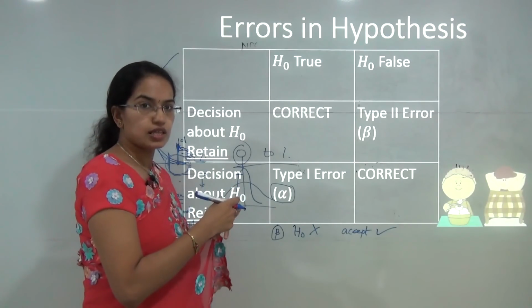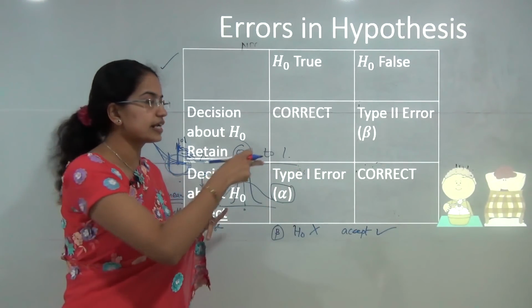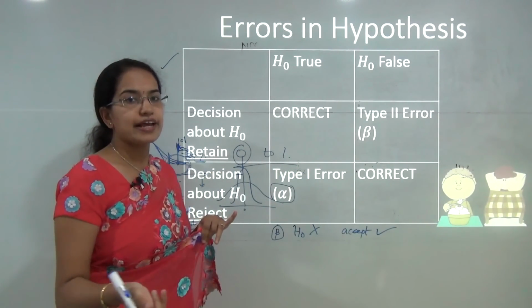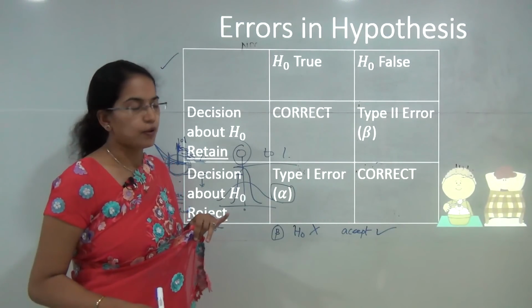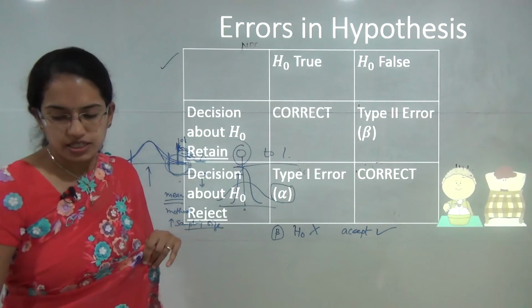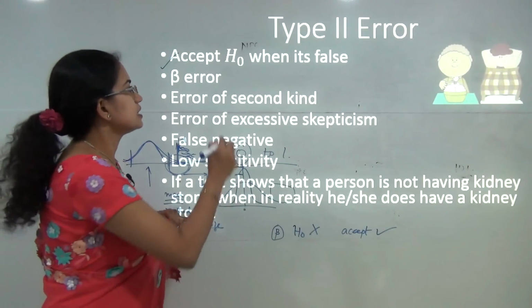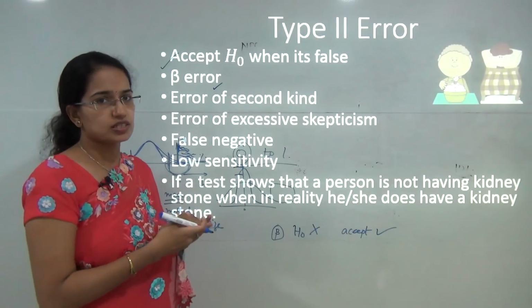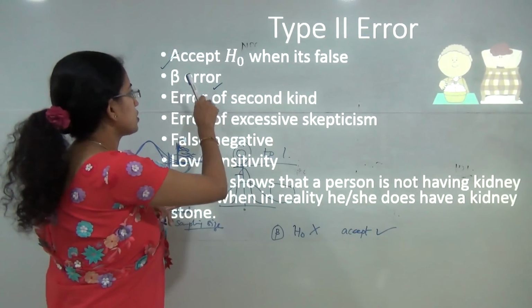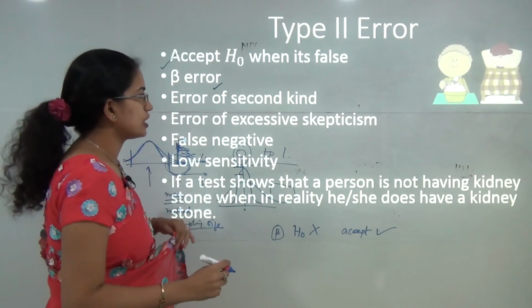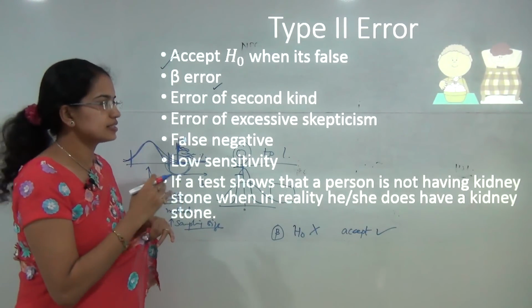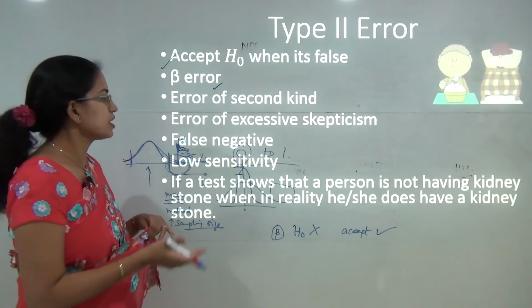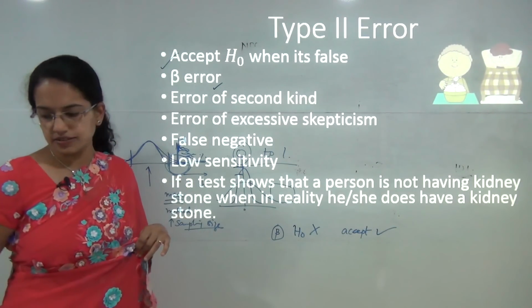So first of all, the null hypothesis that I am taking is incorrect, and then I am accepting it, or I can say I am rejecting my alternative hypothesis. So that is what is type 2 error or beta error. This type 2 error, as you said, is when you accept the null hypothesis when it is false. So we call it beta error. We also call it error of the second kind, error of excessive skepticism, false negative or low sensitivity error.